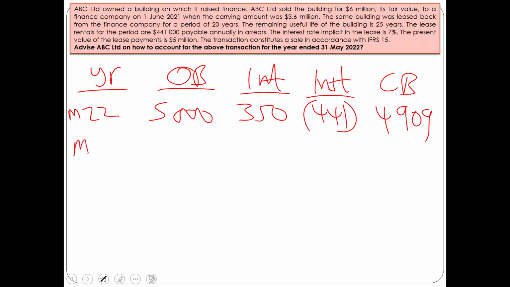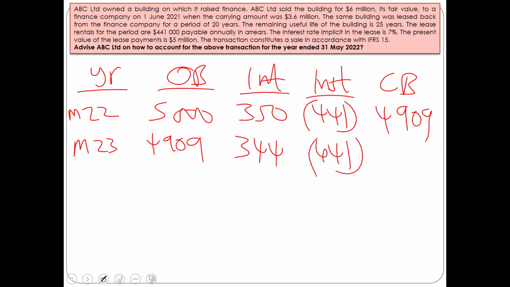It then gives us 4,909, which means at the end of the second year, which is 2023, we started off with 4,909. Then we calculate the interest at 7%. Let's round it off to 344. We are still going to be paying 441 there. So we then say 4,909 plus 344 minus the 441 we have paid, we get 4,812. Then immediately, because we know that we are going to require a current and non-current portion, we are going to say 4,909 minus 4,812, we get 97.